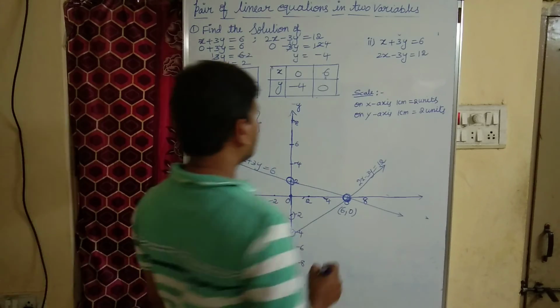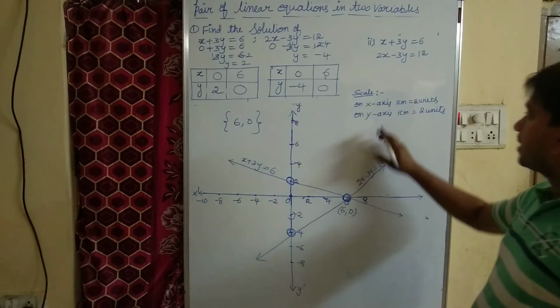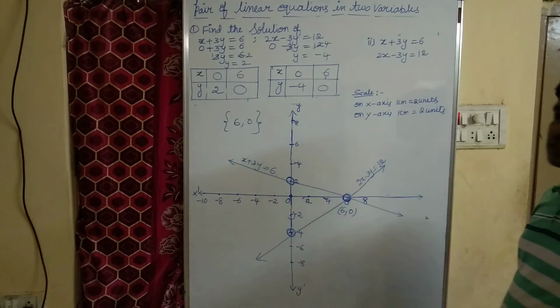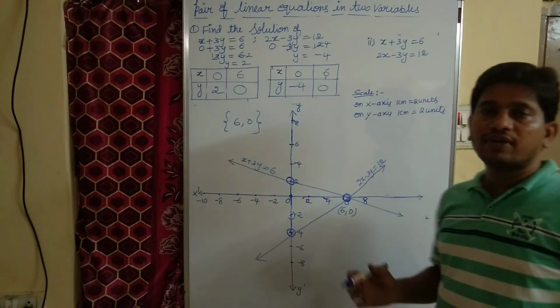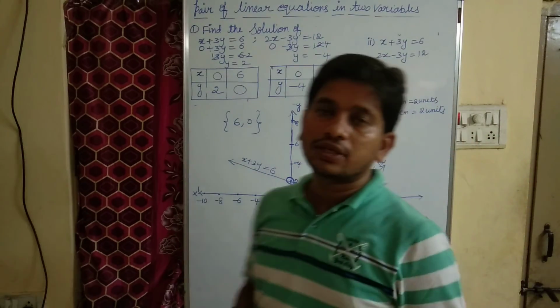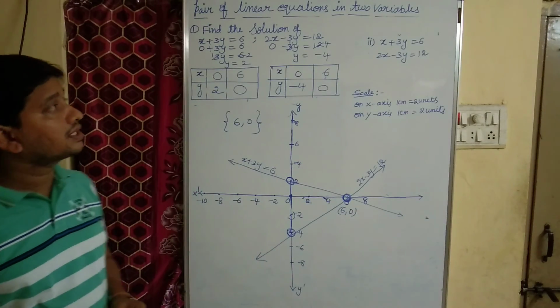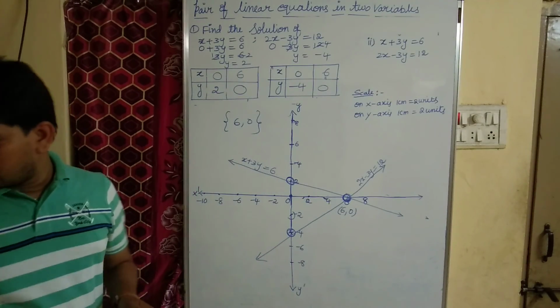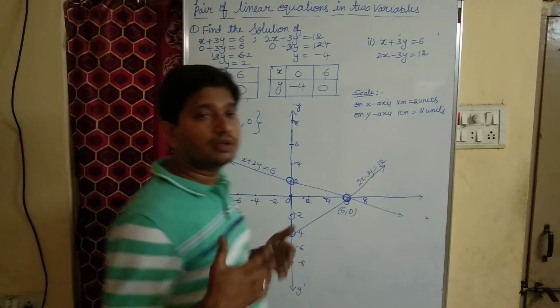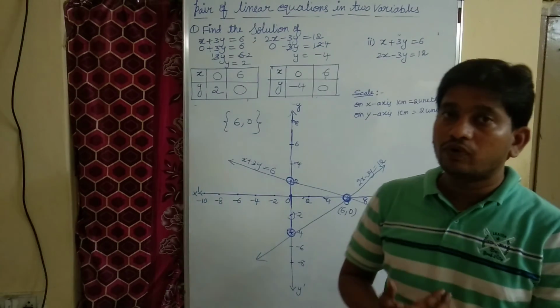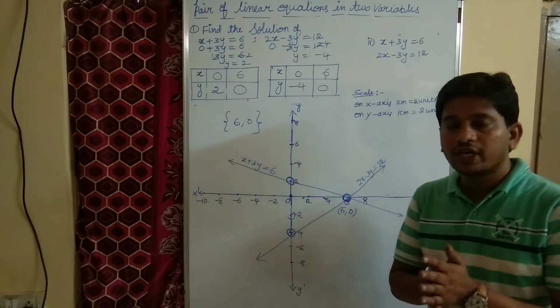And coming to the scale, we have taken on the x-axis 1 centimeter equal to 2 units, and on the y-axis also 1 centimeter equal to 2 units, right? So in this way they will ask questions in the public examination. These are the types of questions that may be asked in chapter number 4, pair of linear equations in two variables.